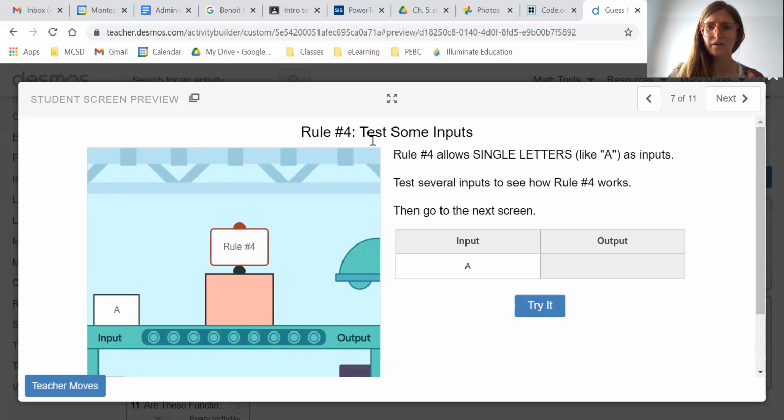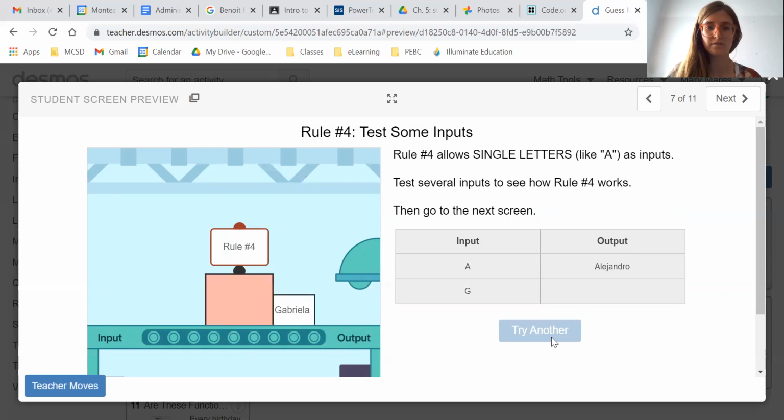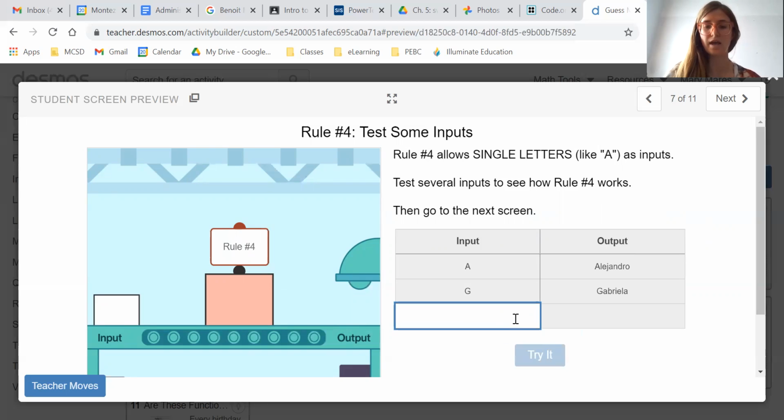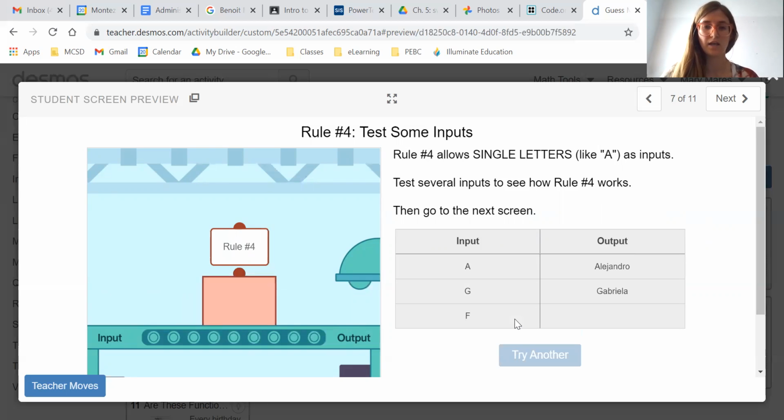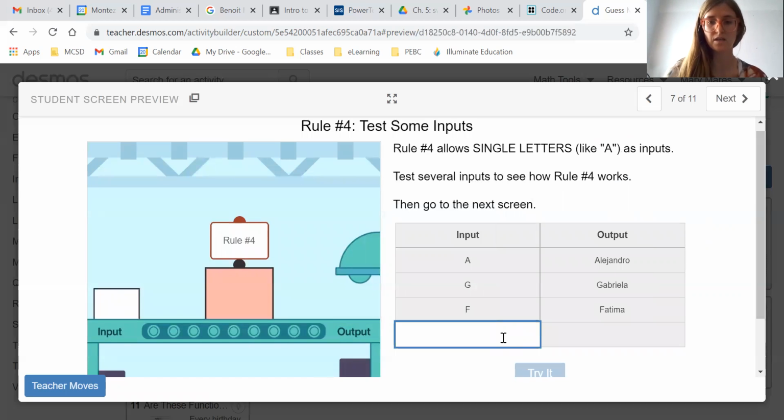All right. Now we have rule number 4, where we use single letters as inputs. So I put in A and I get out Alejandro. Try another. Let's try G. And I get Gabriela. Try another. Let's try F. And I get Fatima. Let's get M.